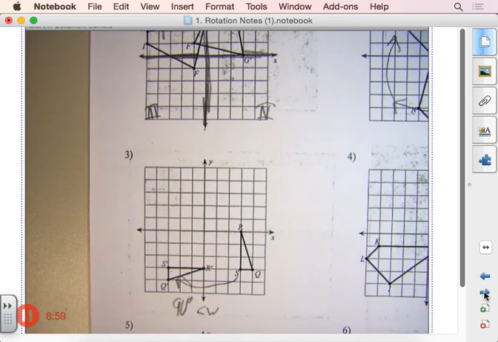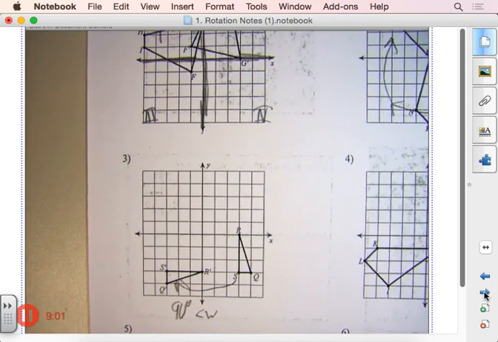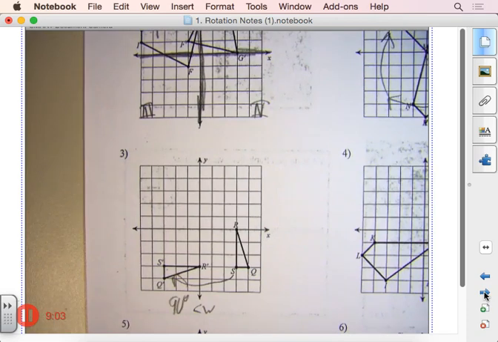All right, so go ahead and pause the video. You guys try 4, 5, and 6, see if you can get the right answers, and then I'll show you the answers and you can check them.